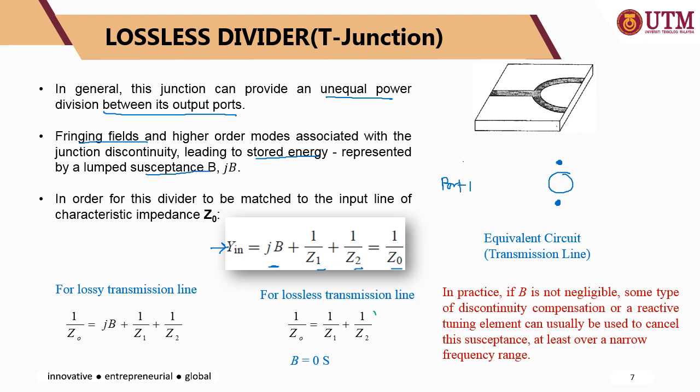Or, the combination of Z1, Z2 plus the susceptance must be equal to the characteristic impedance of the transmission line. For a lossy transmission line, the jB will be included in the calculation. But for a lossless transmission line, it is assumed that the susceptance value jB equals 0. Therefore, the total admittance will be equal to 1 over Z0. However, in practice, the B is not negligible, due to discontinuity and the stored energy in the susceptive components. So we need to use a matching network to cancel the susceptance, but this is practical only for a narrow frequency range.